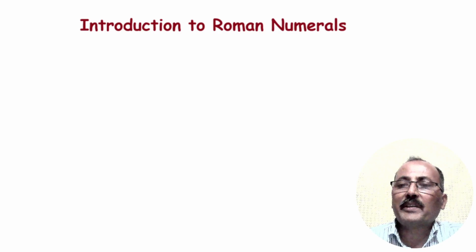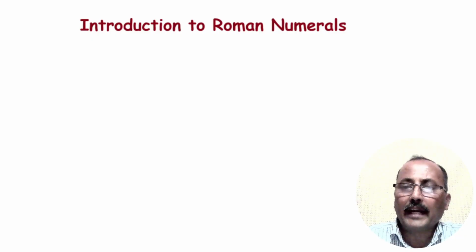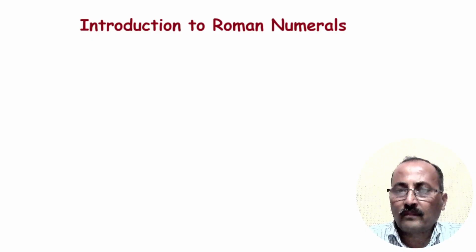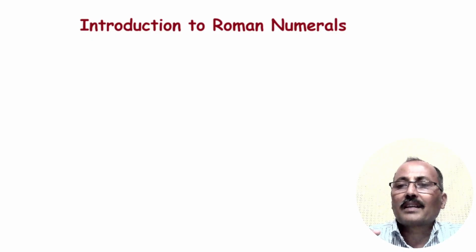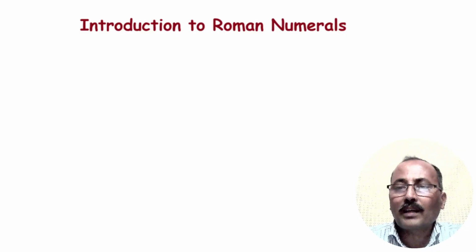So in the ancient period, when the struggle started to represent a large number of objects, articles, things, animals, anything, they started to find a new method. At first, Romans developed one method which is called Roman numerals. What are they? Let us see.